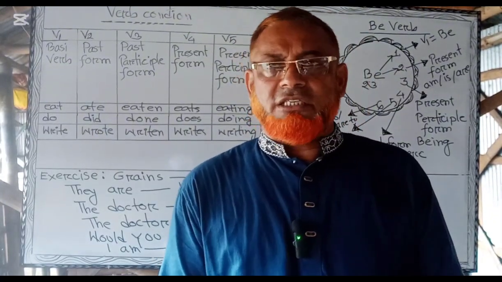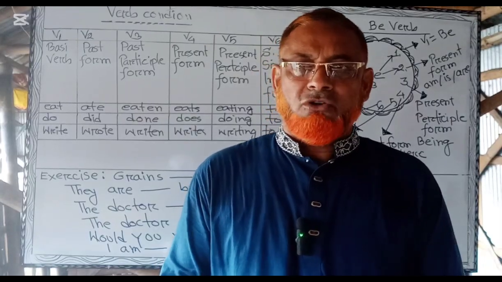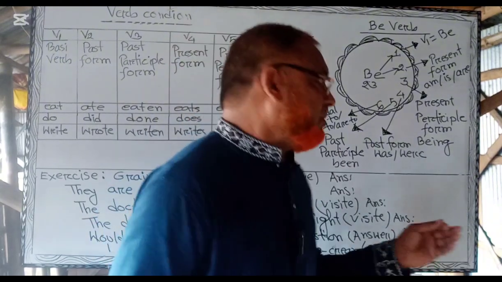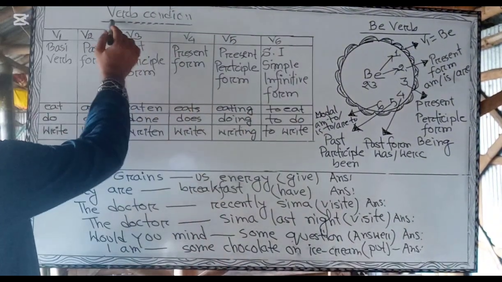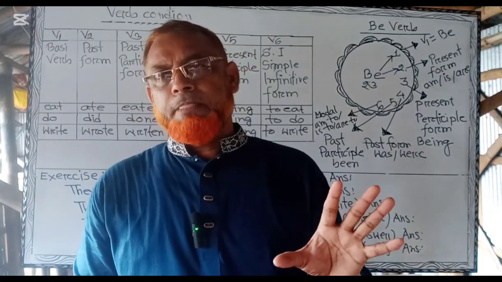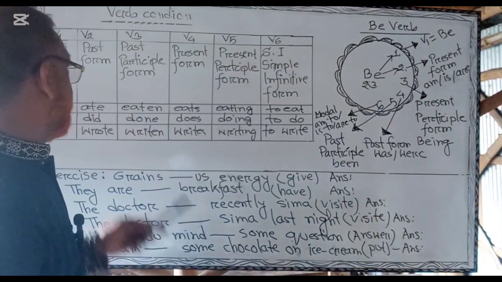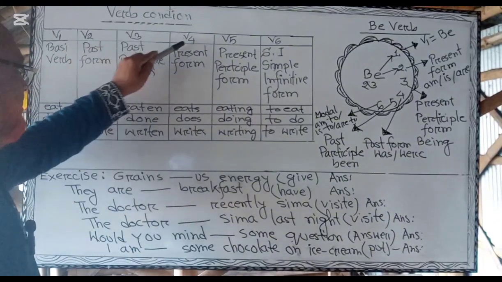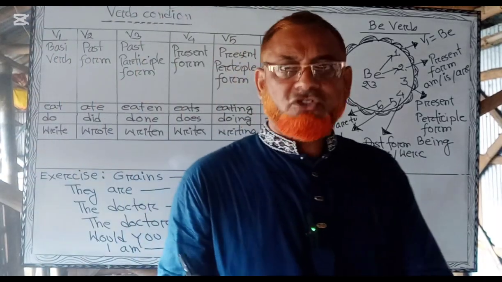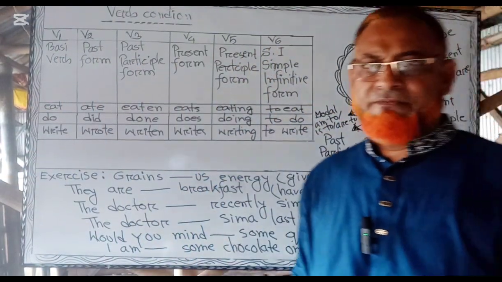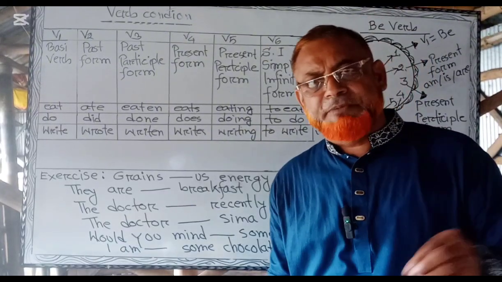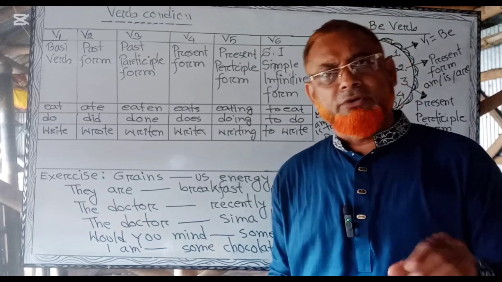The first question is: how many kinds of verbs are there? Normally, to fill in the gap with the verb, look at the board, this is the verb condition. There are 6 kinds of verbs needed to fill in the gaps: verb 1, verb 2, verb 3, verb 4, verb 5, verb 6. If you don't know these verbs properly, you are weak and confused about filling in the gap in a sentence.